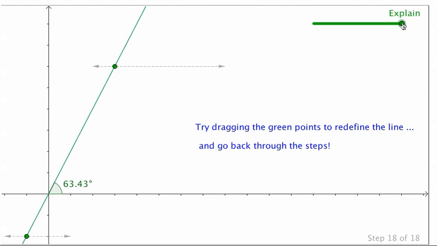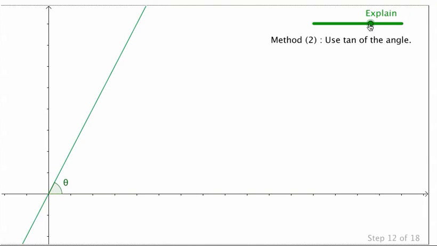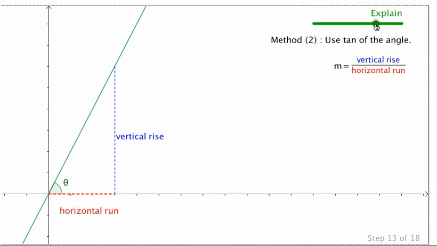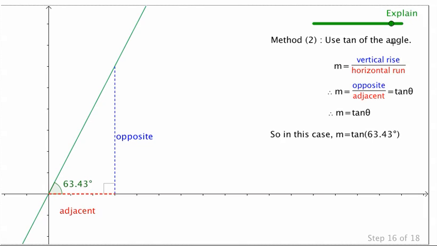And then if we were to backtrack through that explanation a bit, we can come back to this stage where we were calculating the tan of the angle as the rise over the run, the opposite over the adjacent, tan of the angle. The tan of 63.43 turns out to be 2. So we've got a line here that's twice as steep now as the previous line.